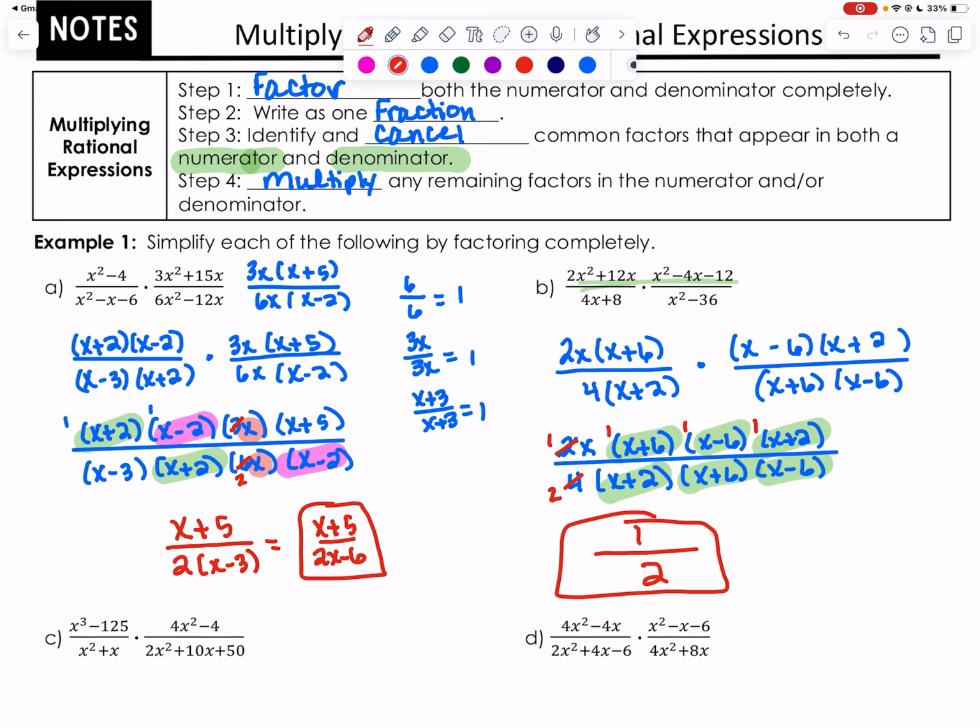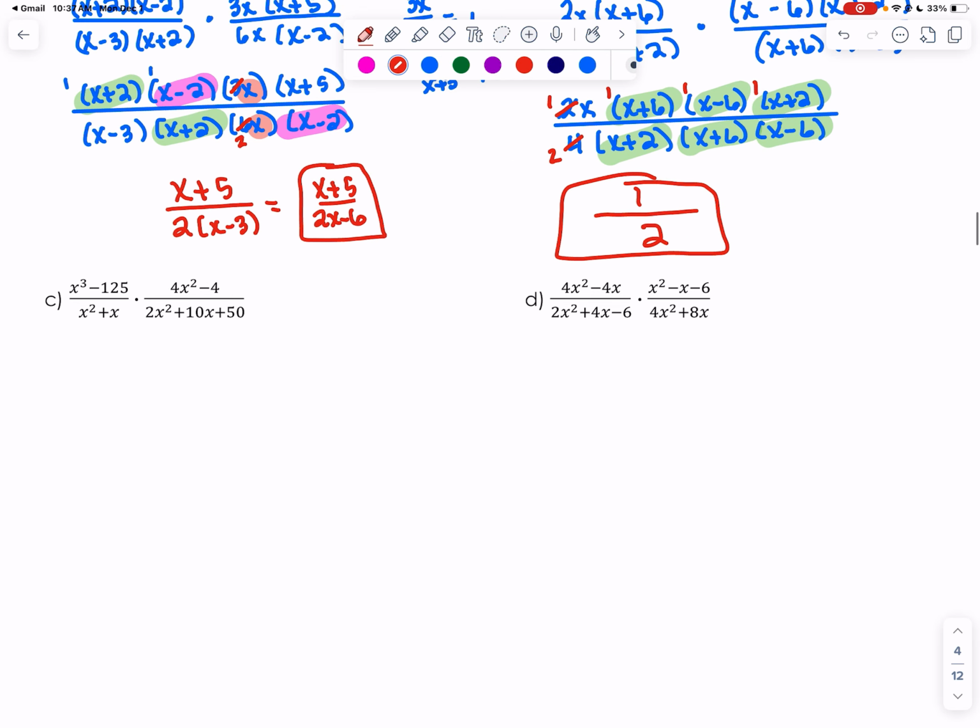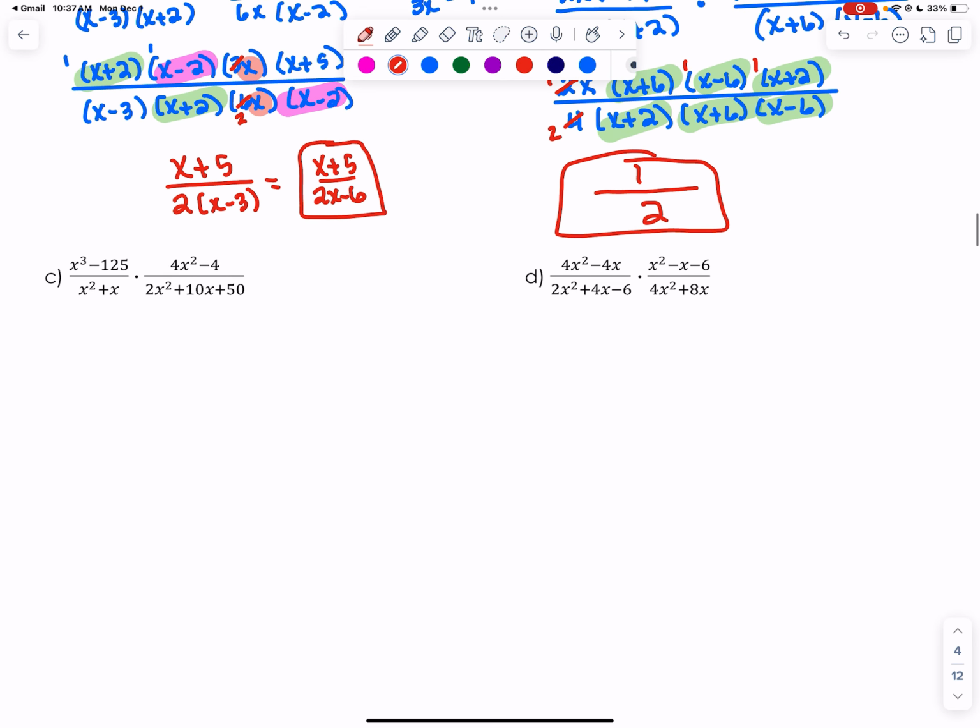All right. Problem C. We have x cubed minus 125 over x squared plus x. Now, I'm not going to go over the how on factoring a difference of 2 cubes. If you need to review factoring a difference of 2 cubes, you may want to look that up. But for right now, I'm just going to say that the cube root of x cubed is x, and the cube root of 125 is 5. So those are the numbers I'll be using to factor it.